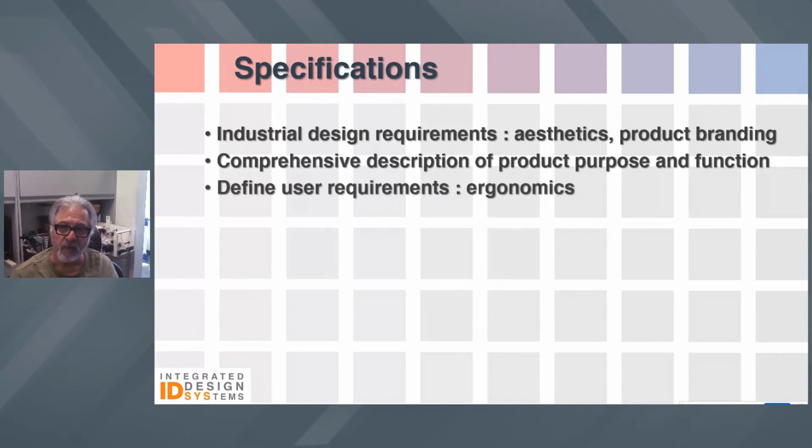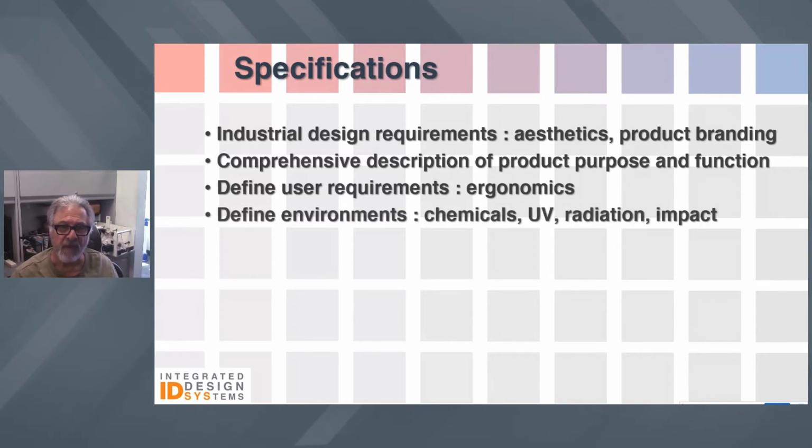Then there are the user requirements, which affect ease of use, safety, and convenience for the end user. And these typically fall under the umbrella of ergonomics, another significant design parameter that should be included in the specifications. And then there are the environments of use. And these typically could range from chemicals, which might be used to clean or come in contact with the product, especially plastic products, and radiation, impact strength, electrical resistance, thermal properties. There are a number of environmental considerations that should be defined based on the intended use of the product.